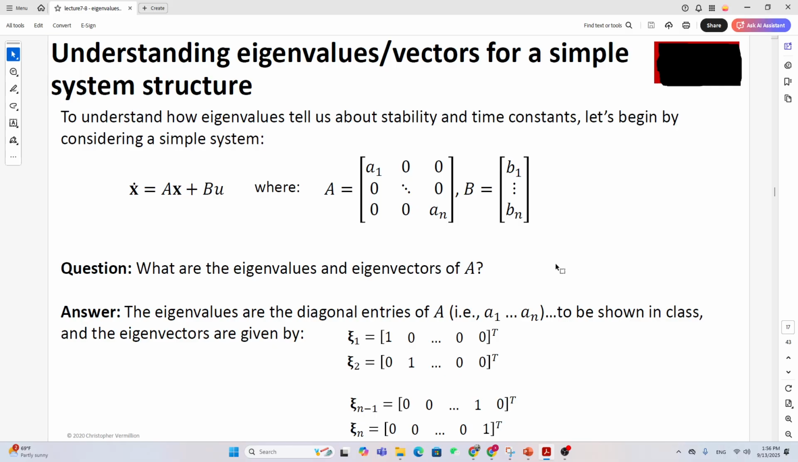In the next lecture, we are going to use a more complex system where your states are not simply decoupled, but are coupled together, and we will see what happens.